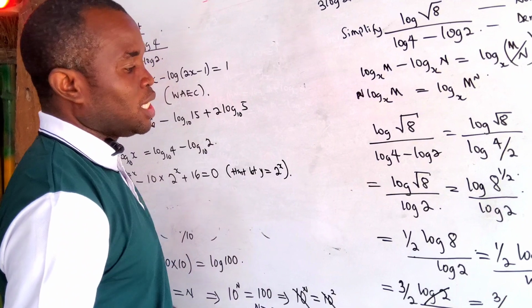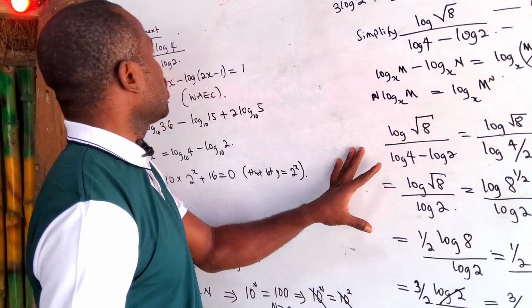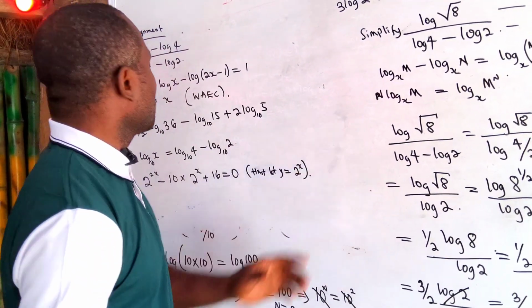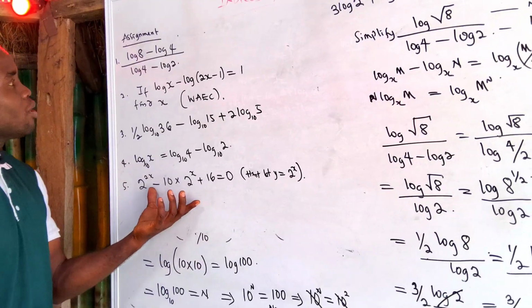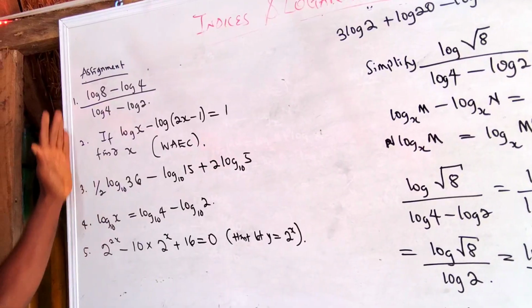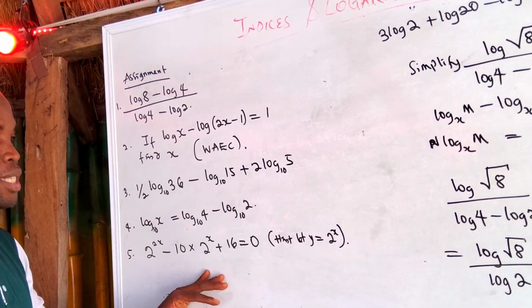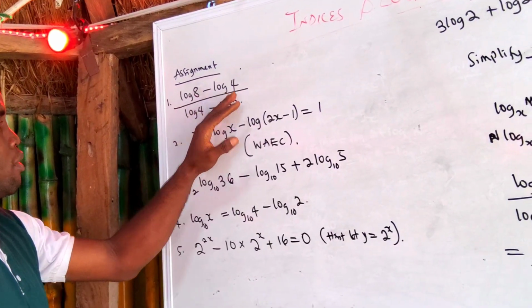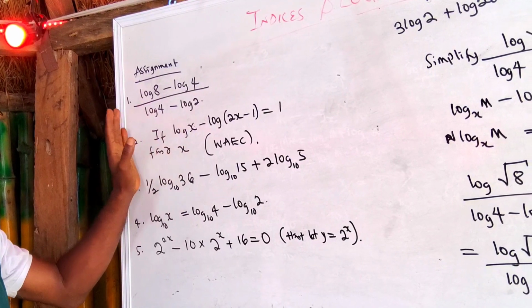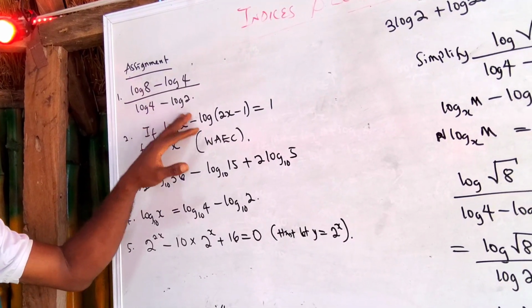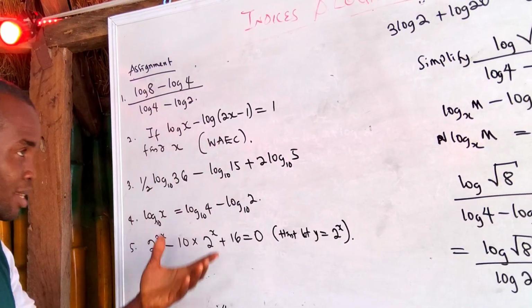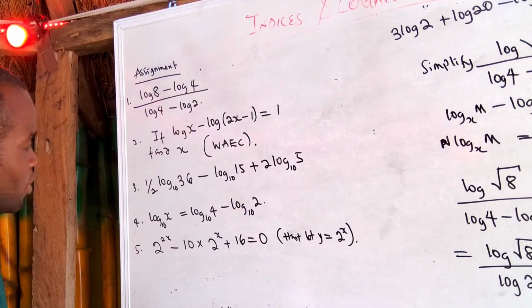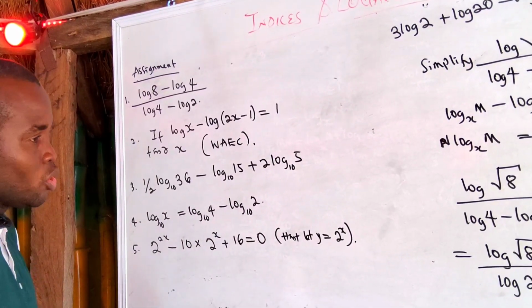We've come to the end of an introduction into logarithm. So please try your hands on all these questions, from question 1 to 5. They are very simple and straightforward. Log 8 minus log 4 divided by log 4 minus log 2. You remember, just apply all these laws that we've tried to introduce to you.